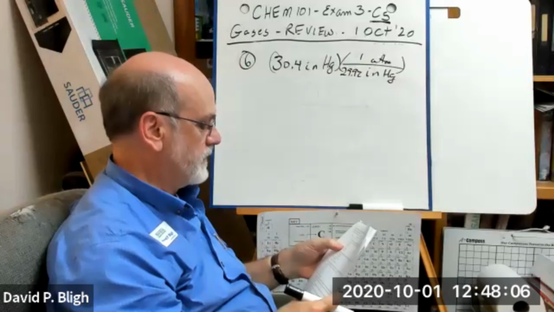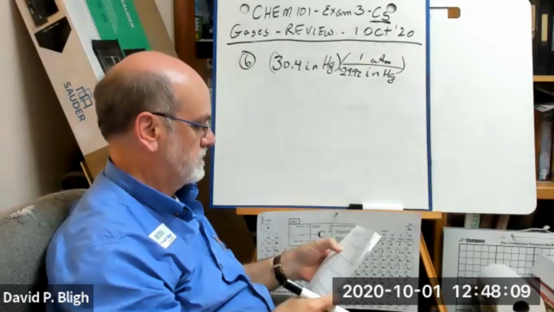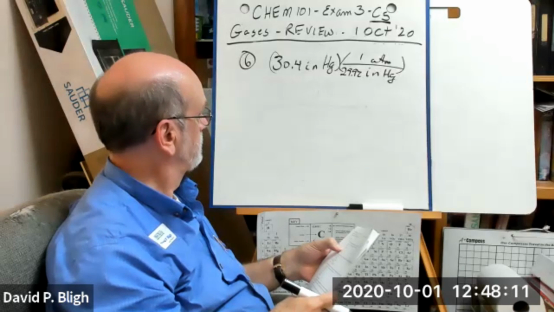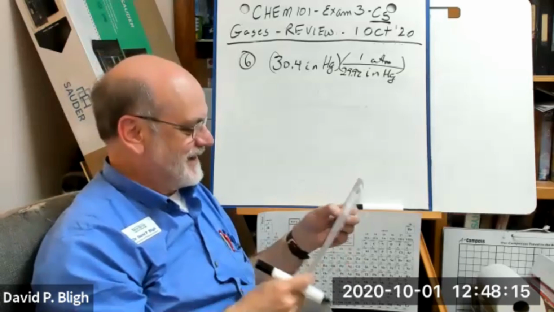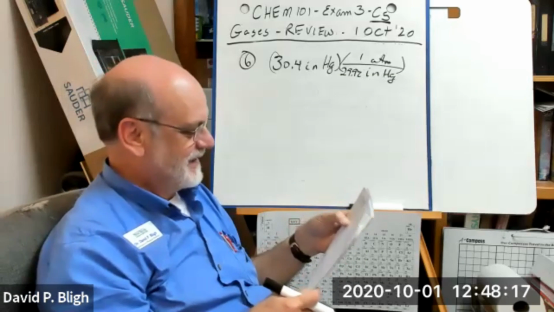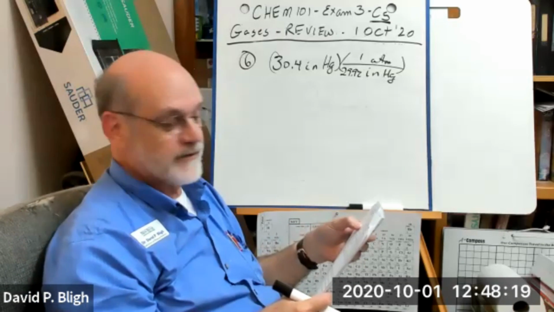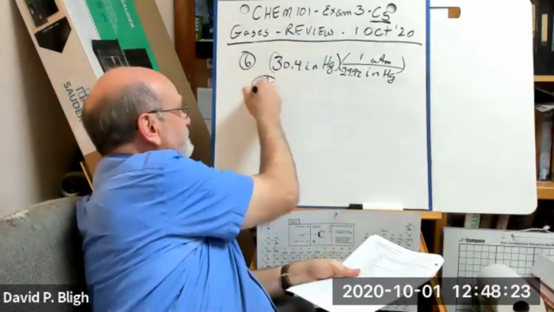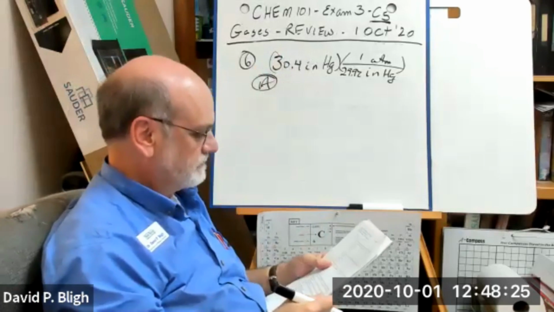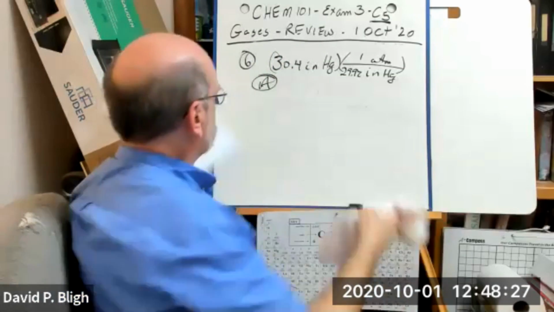It's not 1 atmosphere. It's a little over an atmosphere. It's not 900 atmospheres. It's not 4 atmospheres. It's not 10 atmospheres. So you can do that one by estimating also as A. Okay.